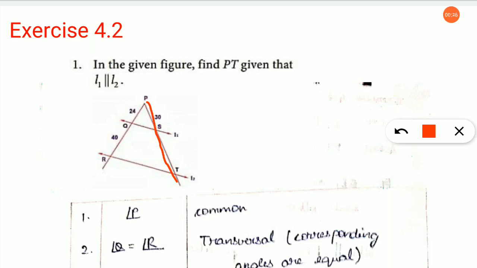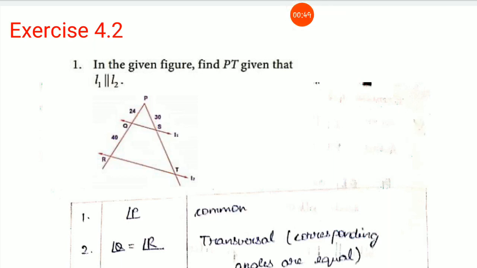Now, looking at this diagram, you can say that we can use the corresponding sides. You can divide the corresponding sides and find the answer, right? In order to do that, first you have to check whether triangle PQS and triangle PRT are similar. If they are similar, we can divide the corresponding sides. Okay, so shall we check that?